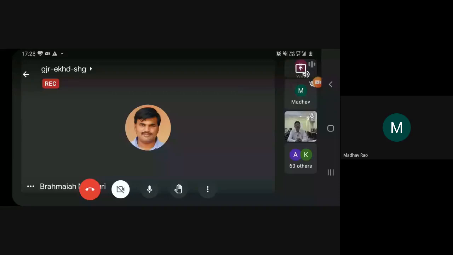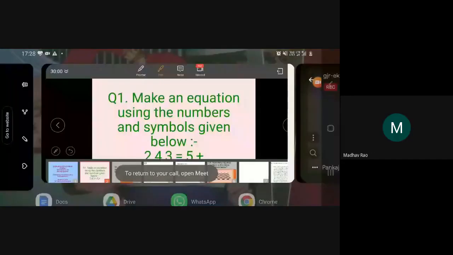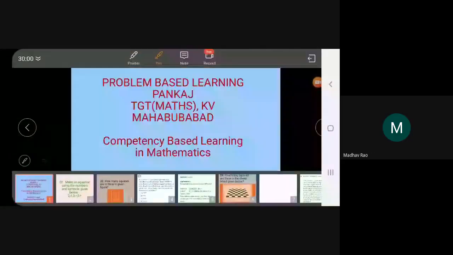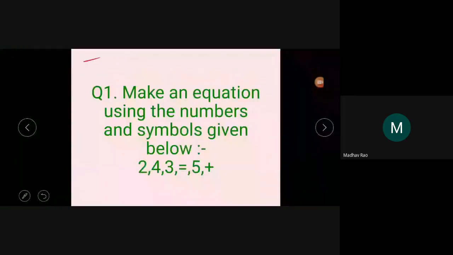Myself Pankaj. I'm going to present my program-based learning on behalf of Group 5. I'm going to share my screen. Sir, am I audible? Yes, Pankaj sir, proceed. This is my presentation. The very first question is: make an equation using the numbers and symbols given below. The numbers and symbols are 2, 4, 3, the equal symbol, 5, and the plus symbol.